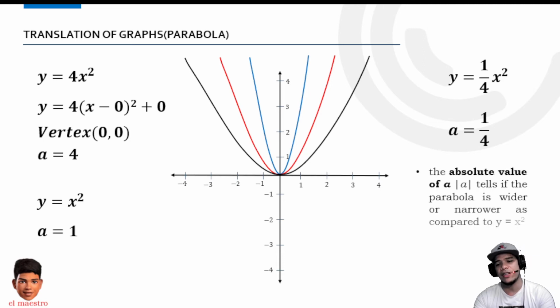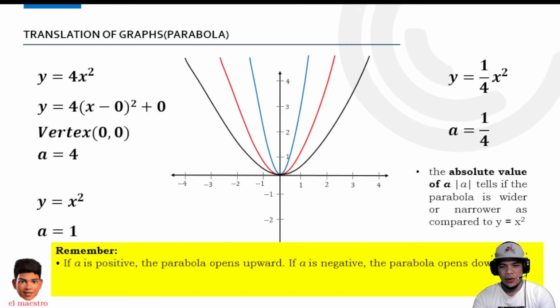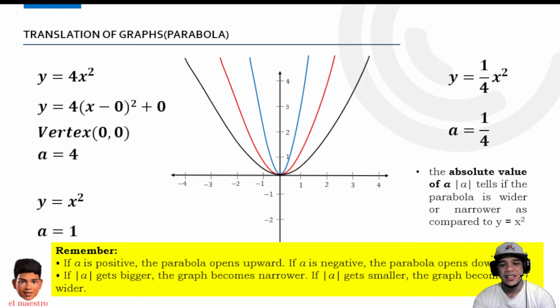Kasi according sa ating definition kanina, the absolute value of a tells if the parabola is wider or narrower. So in this case, let's remember, anong napansin nyo? Let's remember, ito yung kanina, yung A tells us if our graph is open upward or downward. And second thing, if A gets bigger, nakita nyo, the graph becomes narrower. Lumiliit yung graph natin habang lumalaki yung A natin. But tingnan nyo, habang lumiliit yung A natin from 4, naging 1, naging 1/4, nagiging wider yung ating graph.